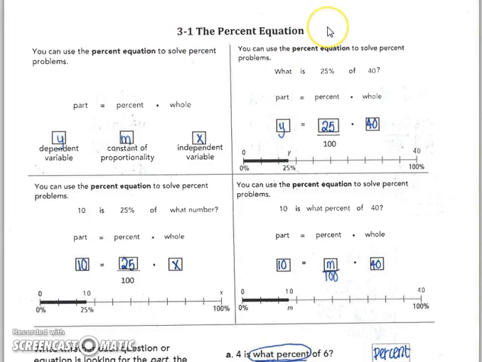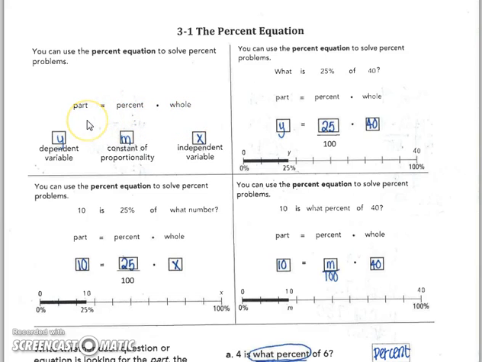Today you will be learning about how to use the percent equation to solve problems with percents. So you can use your percent equation to solve percent problems, and our percent equation is what we see listed here. Part equals percent times whole.